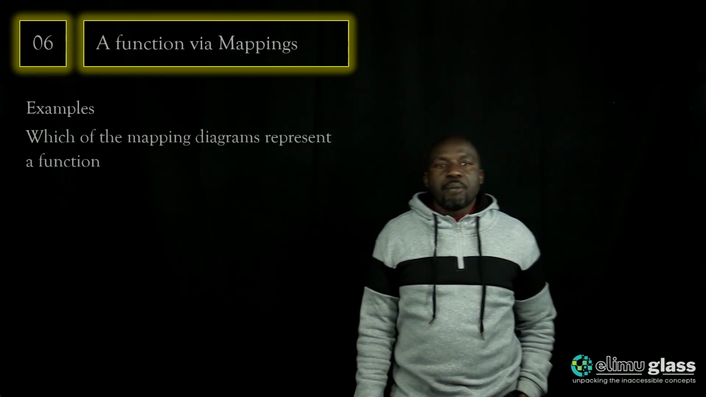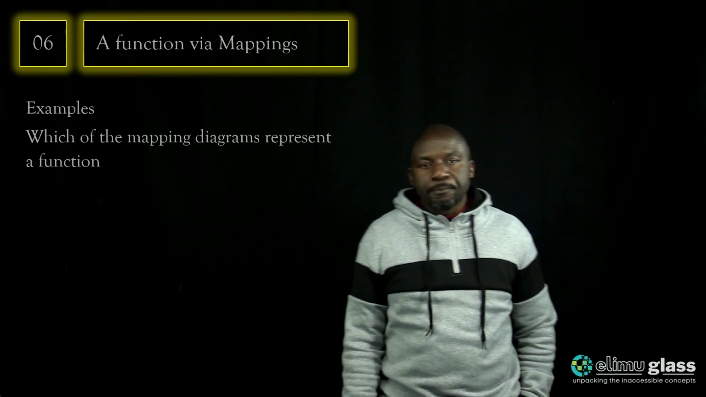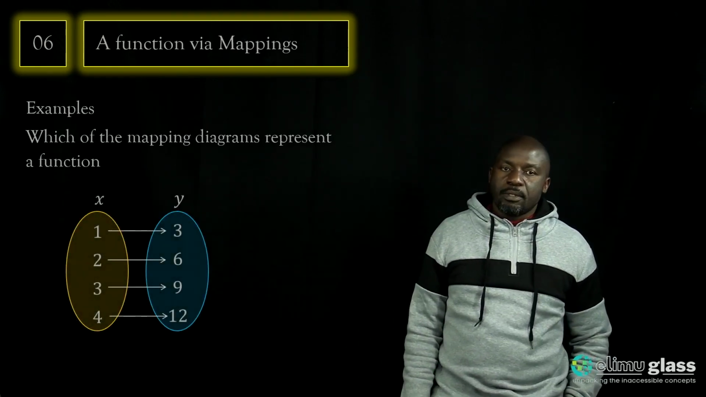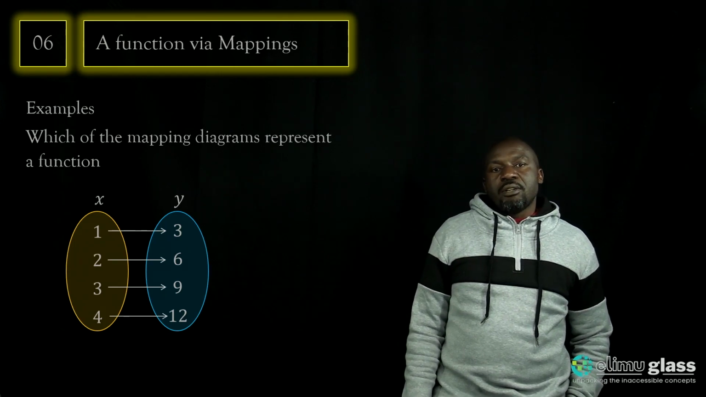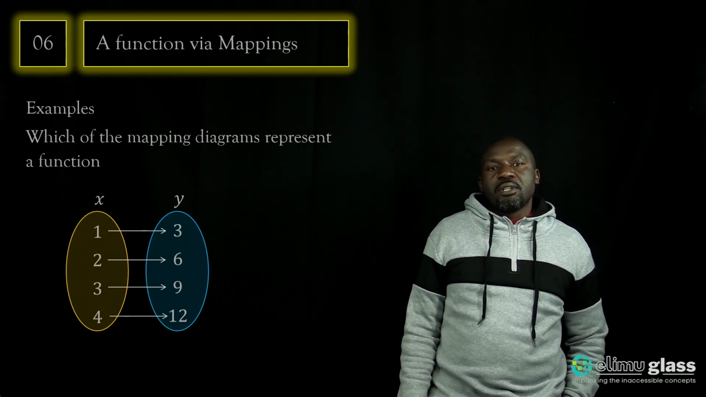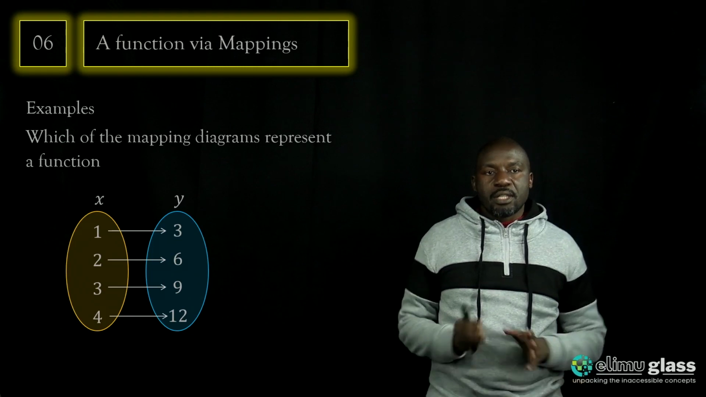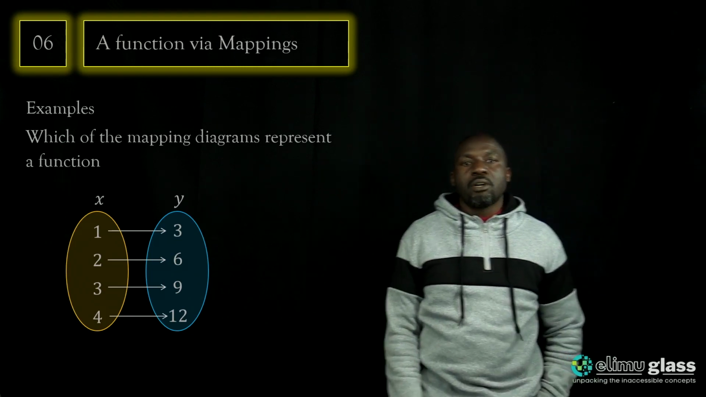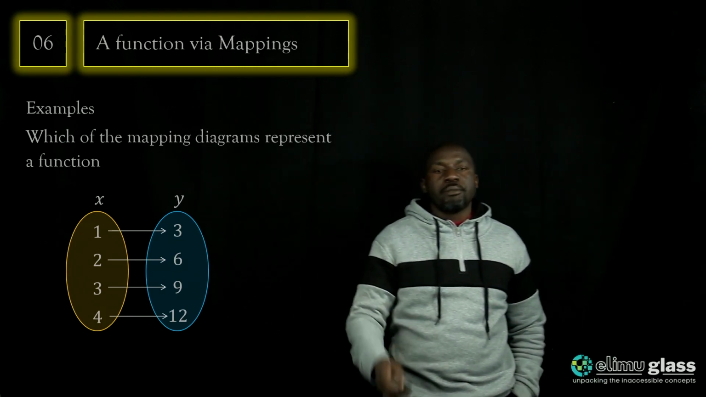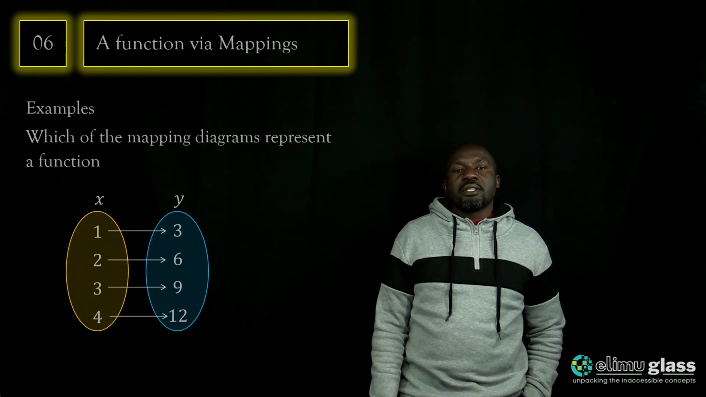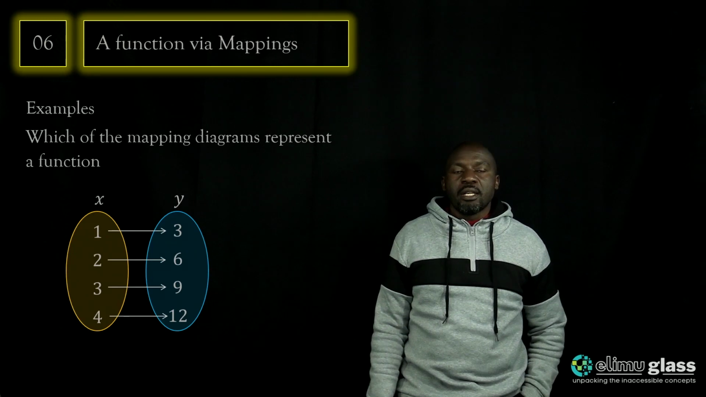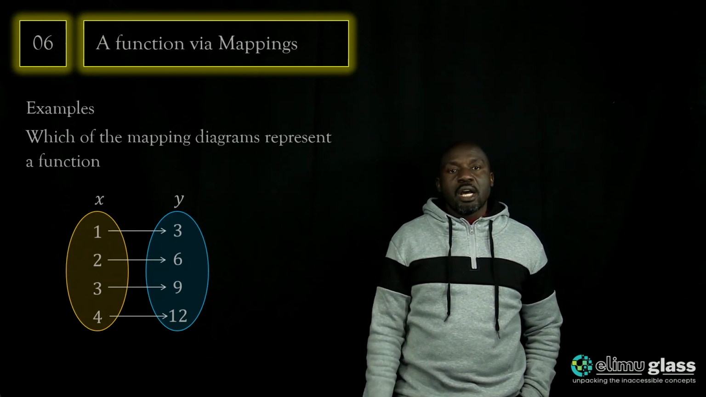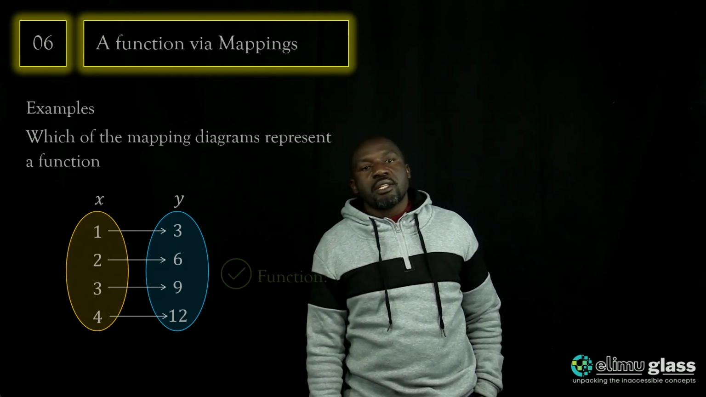Which of the following mapping diagrams represent a function? Here's the first one. Okay? If you look at that, in each value of the domain, there is only one arrow emanating, that is coming out of the domain. Okay? Because of that, this is a function. Okay? In fact, this is a one-to-one mapping or a one-to-one relation. A one-to-one relation is a function.